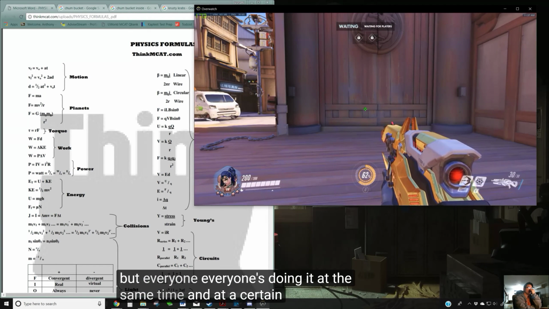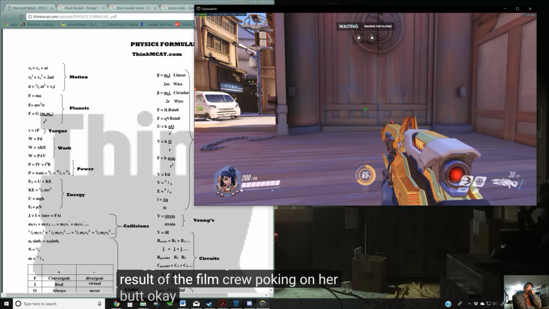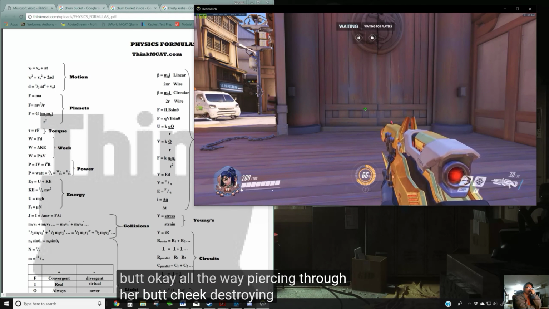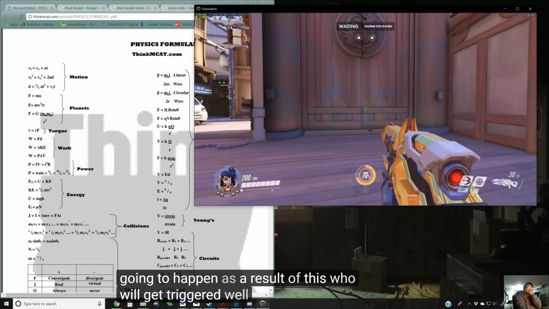Everyone's doing it at the same time. And at a certain point, she just died because of that. This is an exaggeration, but yes, she dies as a result of the film crew poking on her butt, okay? All the way piercing through her butt cheek, destroying her organs, her internal organs, killing her. Now, what's going to happen as a result of this? Who will get triggered? What is the next trigger?